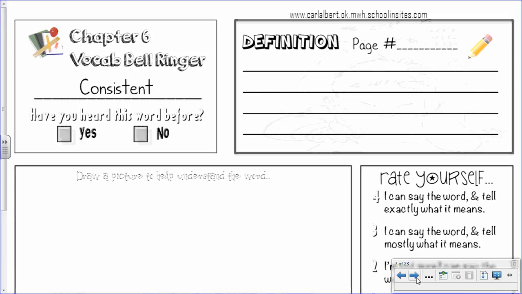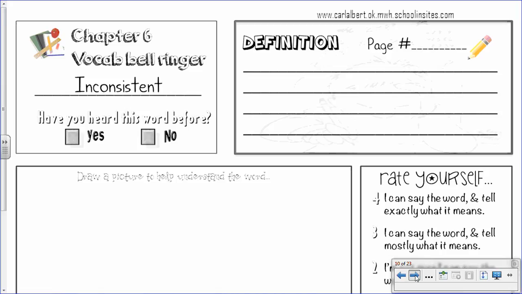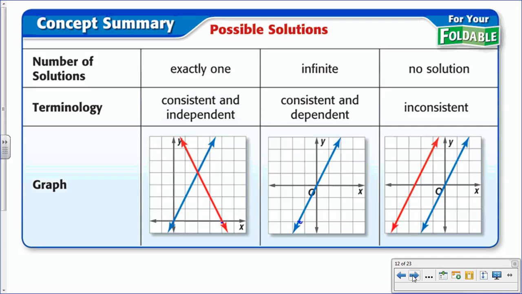Most of it is in there. A lot of them are the same thing. If you look at this right here in your textbook tab, it tells you consistent and what? Dependent, or consistent and independent. Or you have no solution and inconsistent. So if you go back in your textbook, look in your textbook real quick.